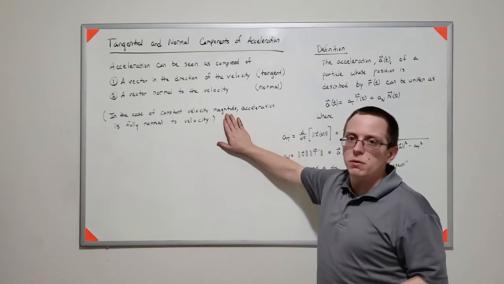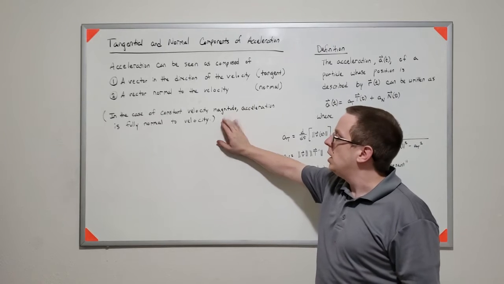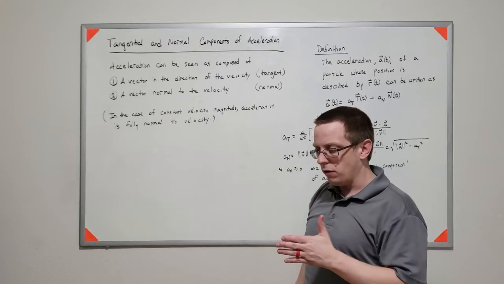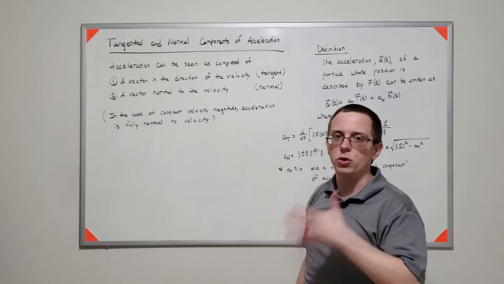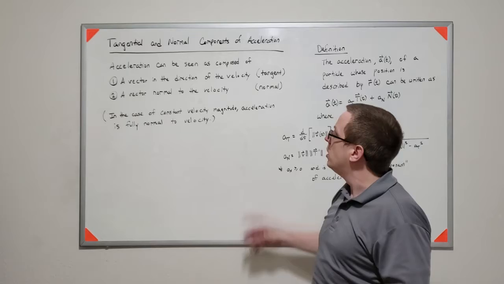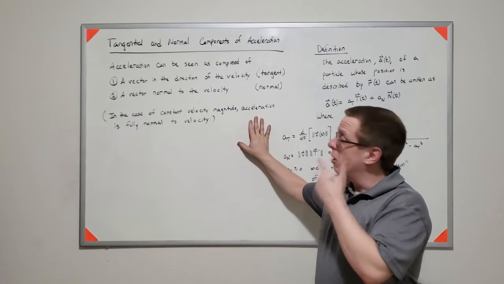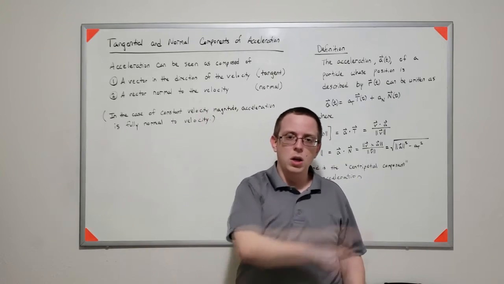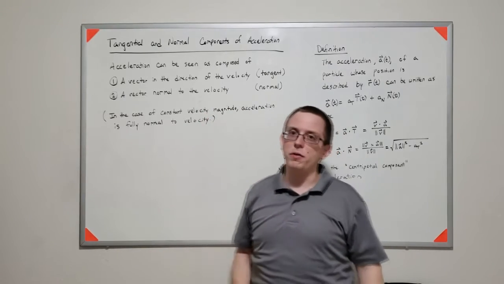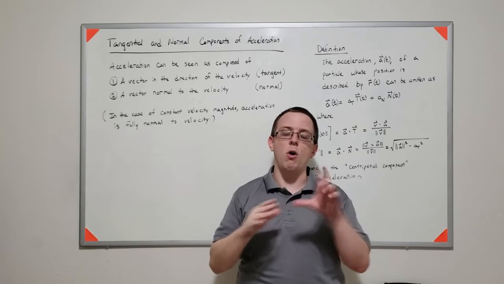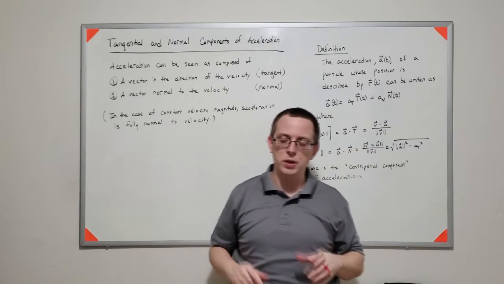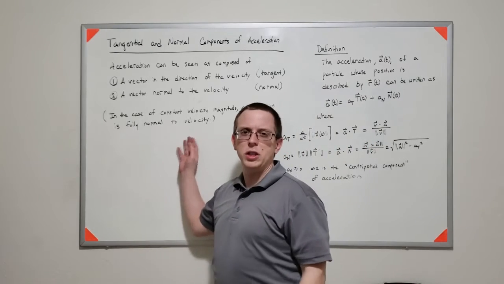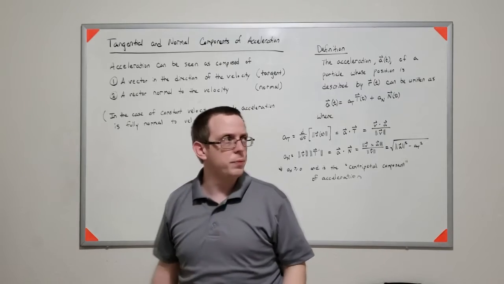Now, consider the case of a constant velocity magnitude, and that's a little different from constant velocity. If velocity is just a constant vector, then the derivative of a constant vector is 0, so that's not very interesting. But let's say it's going the same speed, maybe in a circle. Then your acceleration is going to be fully normal to the velocity. You're basically always only going to have that centripetal component in terms of acceleration. That's just something interesting to know, and it helps you with some physical intuition.